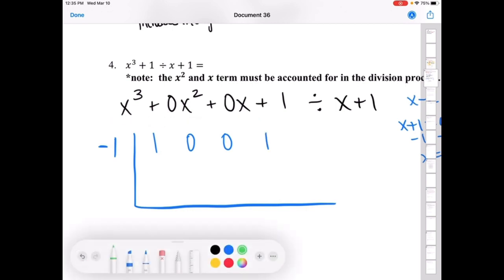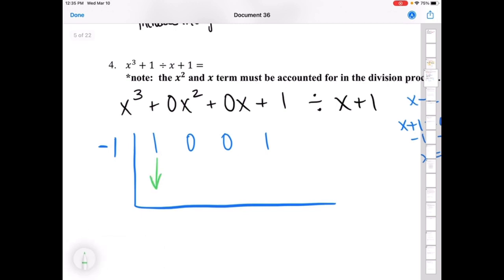Switching colors here, we're going to solve for our quotient. We're going to bring down this first coefficient, so we have 1. 1 times negative 1, which is my k value, is going to be negative 1. If I add 0 and negative 1, I get negative 1. I need to multiply negative 1 by k, which is negative 1. So negative 1 times negative 1 is just a positive 1. And then if I add 0 and 1 together, I get 1.